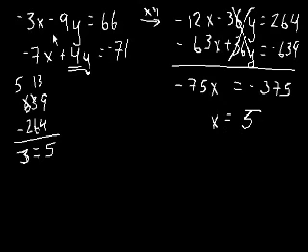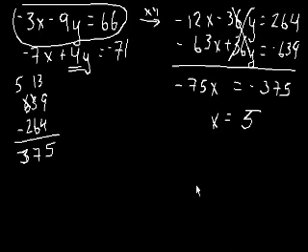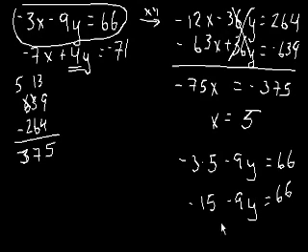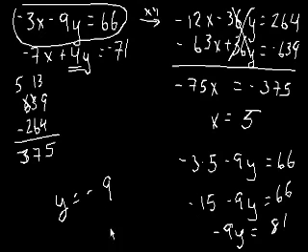So if x is 5, we just substitute back into, let's use this equation. So we get minus 3 times 5 minus 9y is equal to 66. So we get minus 15 minus 9y equals 66. Minus 9y is equal to 81. And then we get y is equal to minus 9. So the answer is 5, comma, minus 9. I think you're ready to do some systems of equations.